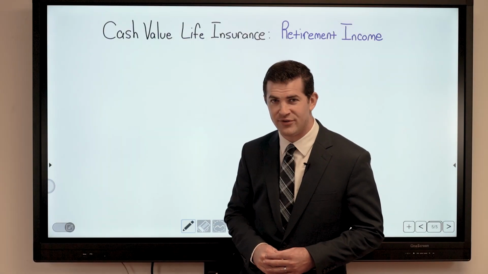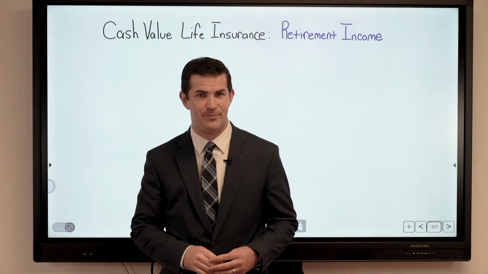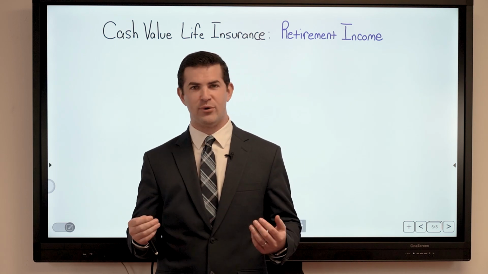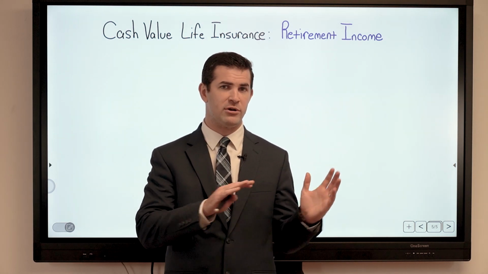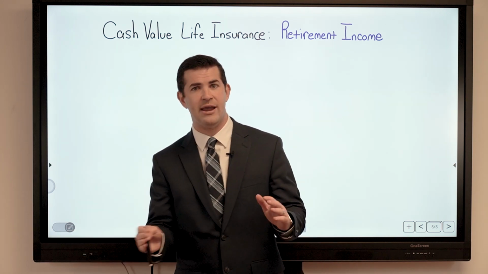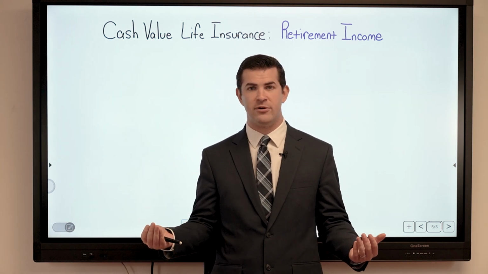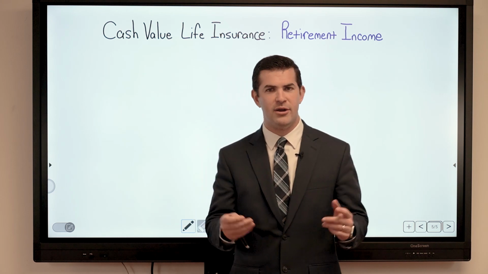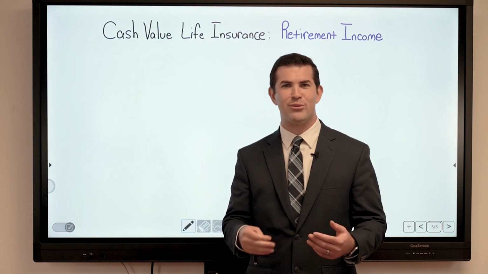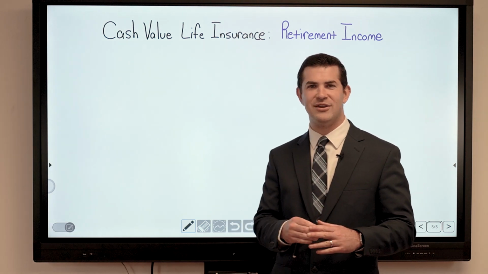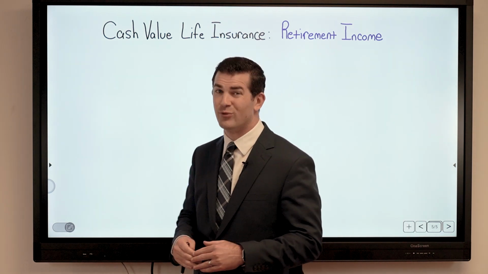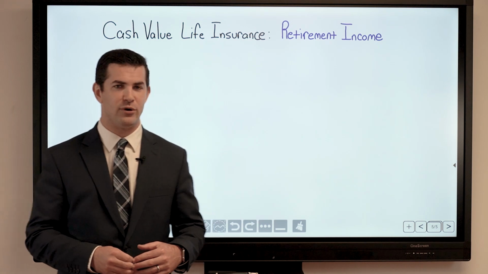Cash value life insurance and retirement income. This has been a popular topic forever, using a dividend-paying whole life insurance, and we see this promoted a lot with universal life insurance as a retirement income vehicle. How do I pull income from it? Why though? Why on earth would life insurance, right? If you're new to this, why would a life insurance policy be used to generate retirement income for an individual?